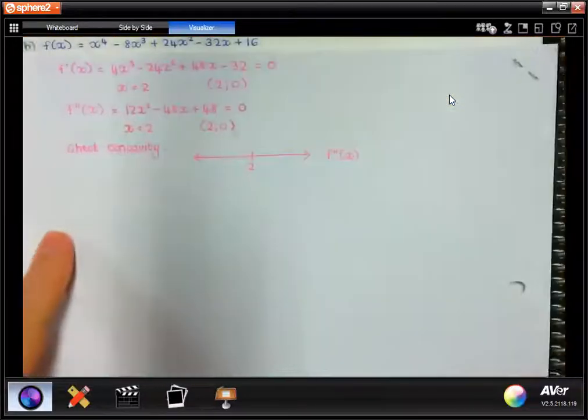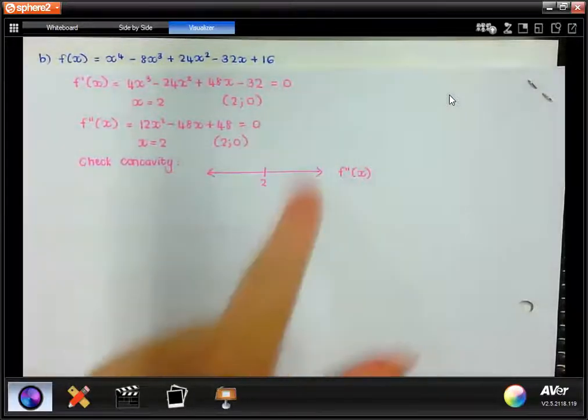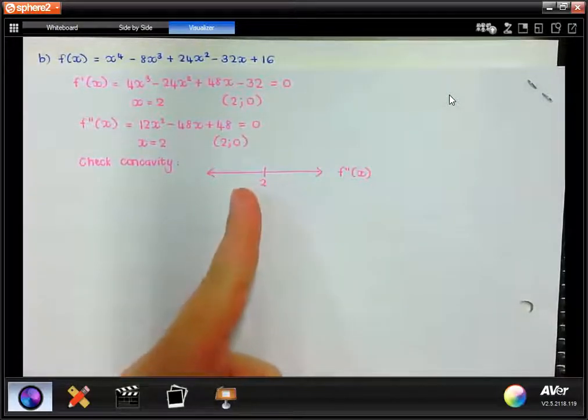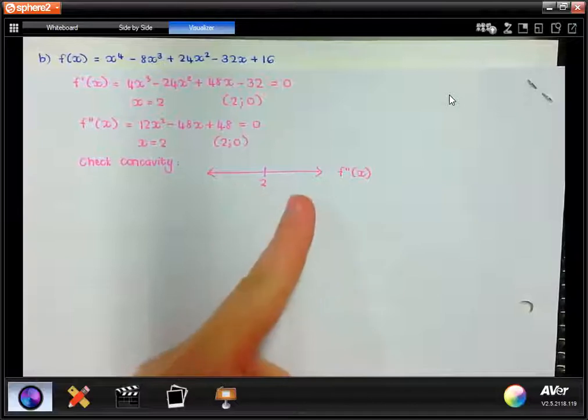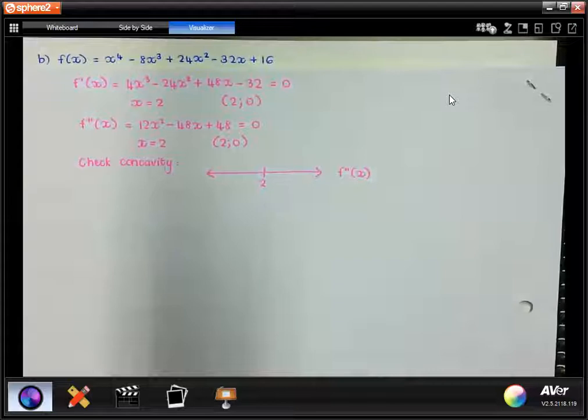So now the easiest way to check what is happening here, what type of stationary point this is, would be to check the concavity. You'll see now what happens when we do that. The x value that is of value here is 2. We're going to sub a value on the left of 2 and on the right of 2 into the second derivative. That's going to tell us what the concavity is like.